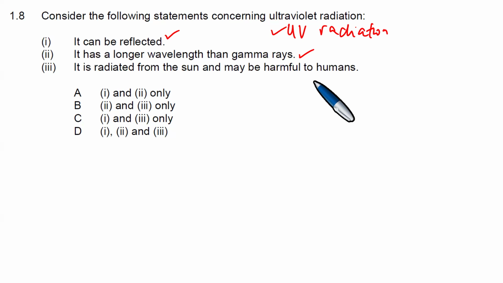Okay, we continue. So in 1.8, therefore, the correct answer is option D. It can be reflected, yes. It has a longer wavelength than gamma rays. That is true. It is radiated from the sun, may be harmful to humans. Yes, it causes sunburn. It actually scorches humans. You might need some sun cream to make sure that you don't burn too much in the sun. And these UV rays are the culprit. They really have a negative effect on the human skin. So something to take note of there.